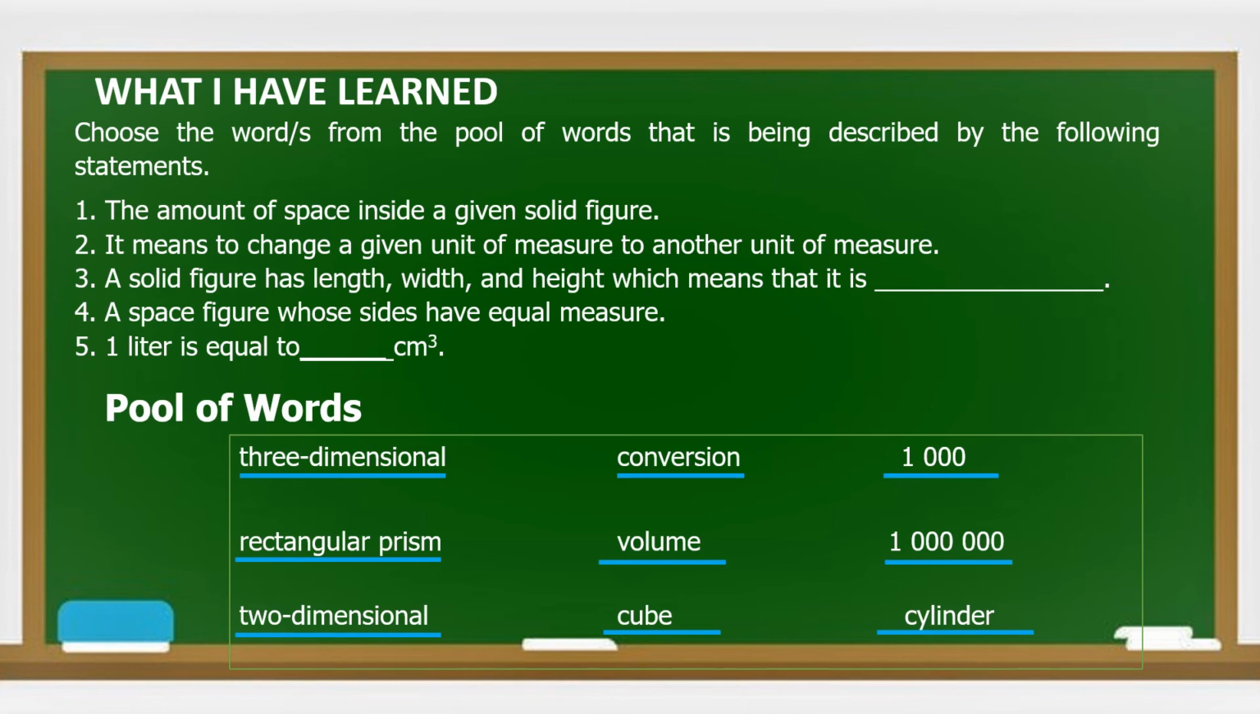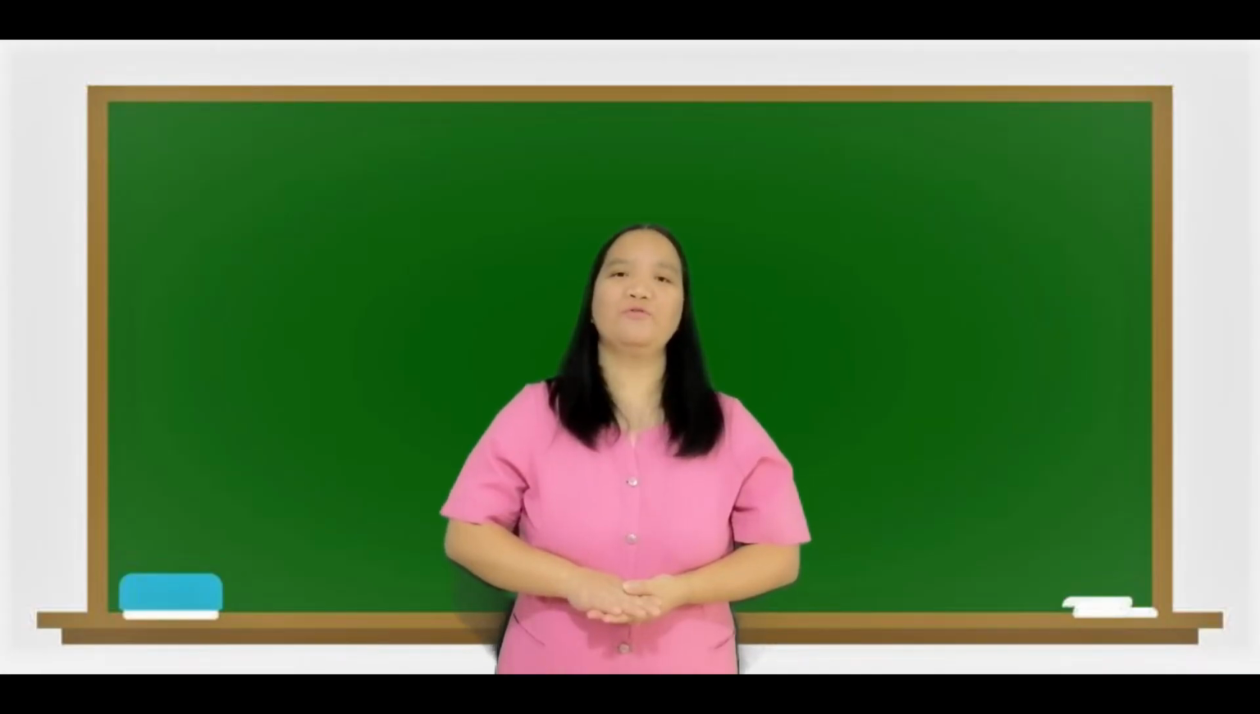Check your answers. 1. Volume. Number 2. Conversion. Number 3. 3-dimensional. Number 4. Cube. And number 5. 1,000. Very good if you got 5 correct answers. For those with mistakes, review your answers and solutions.